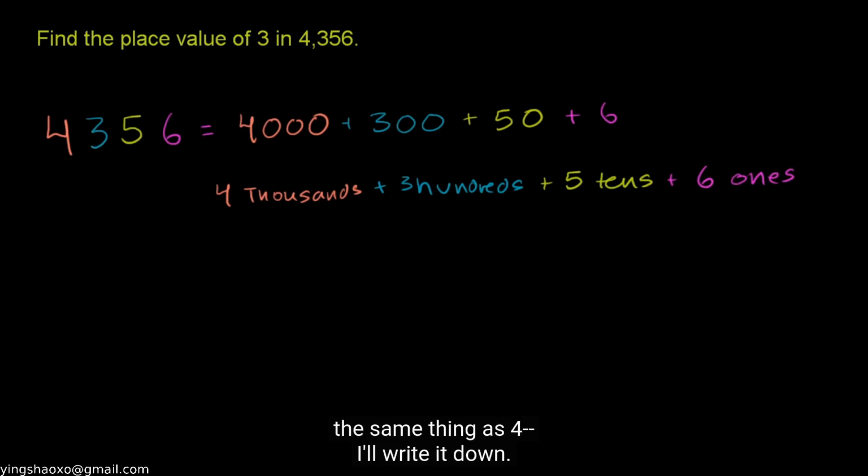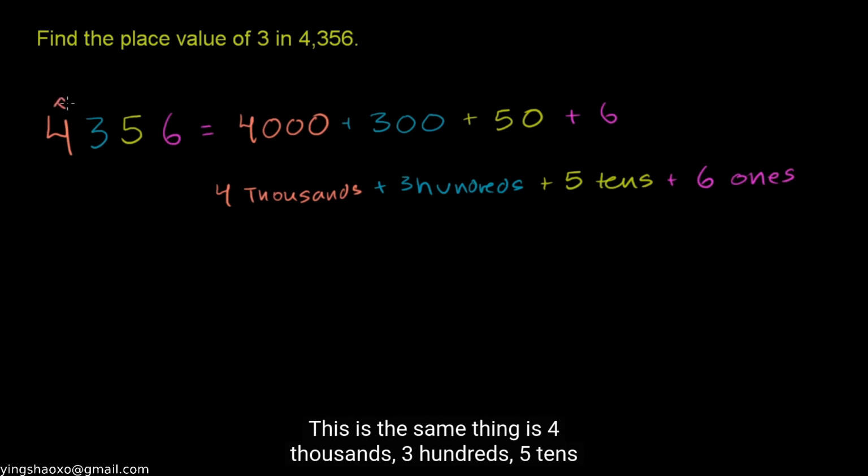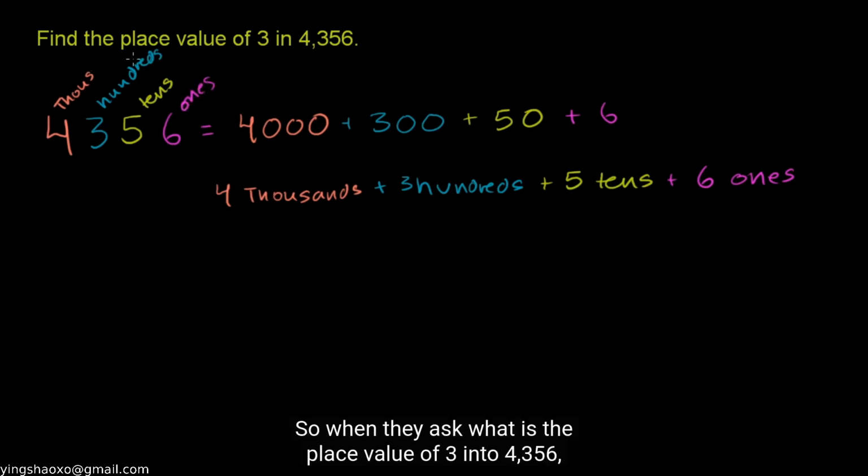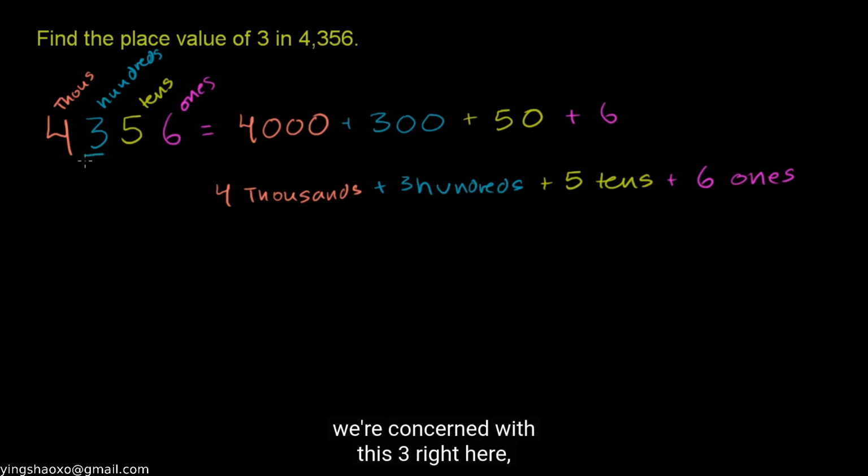4,356, this is the same thing as 4,000s, 300s, 5 tens, and then 6 ones. So when they ask what is the place value of 3 in 4,356, we're concerned with this 3 right here.